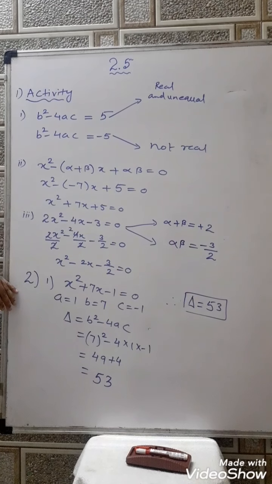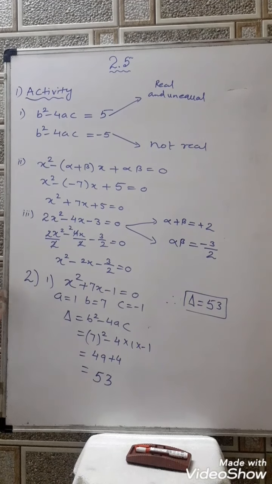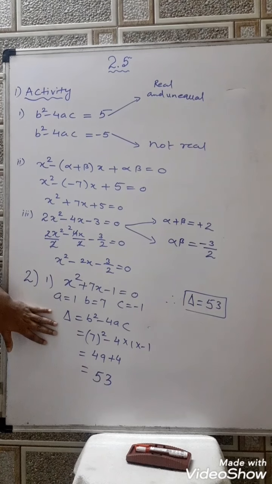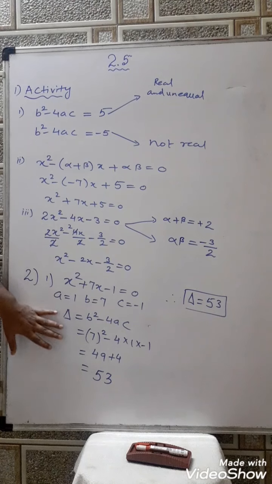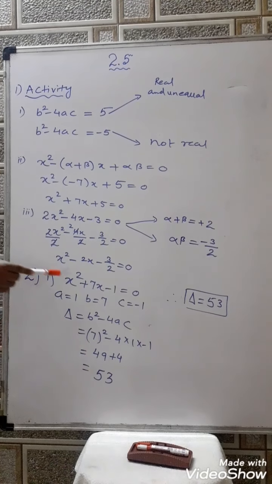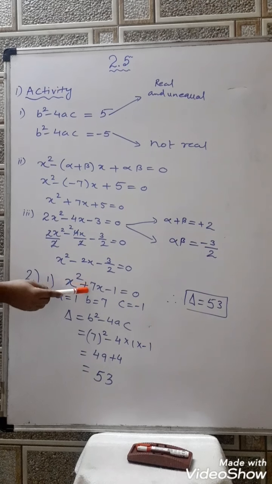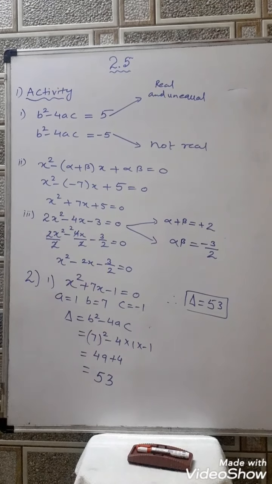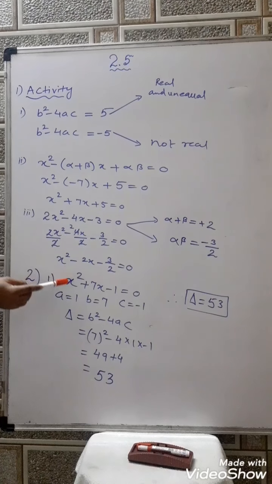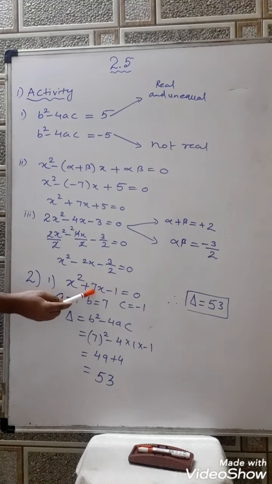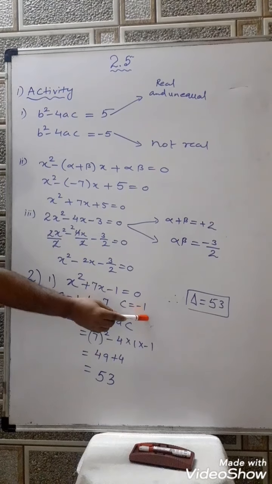Now the second part asks to find the discriminant. Discriminant means you have to find the delta. What is delta? Delta is b square minus 4ac. So here it is given x square plus 7x minus 1 equals 0. Now here nothing is given for x square, it means a is 1. Here b is 7 and c is minus 1.